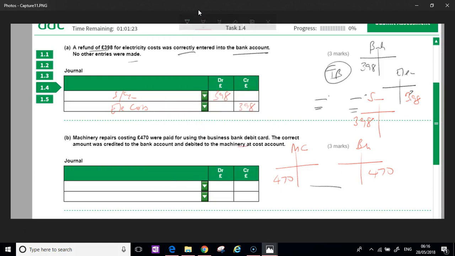So what should I do? Well, that's my machinery repairs. So what I need to do is take it out of here and put it in here. This is an error of principle, if you remember. So I have machinery repairs 470 and machinery cost 470. Taking it out of machinery cost and putting it in machinery repairs. Error of principle. Okay, right.